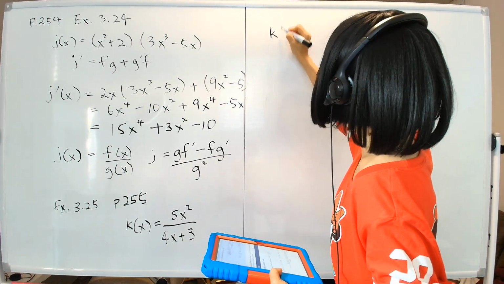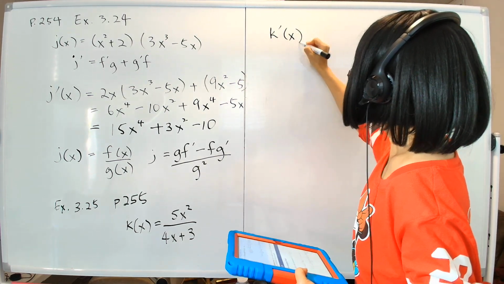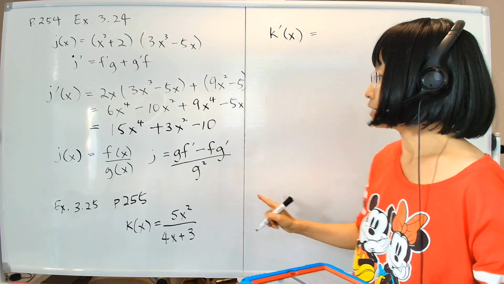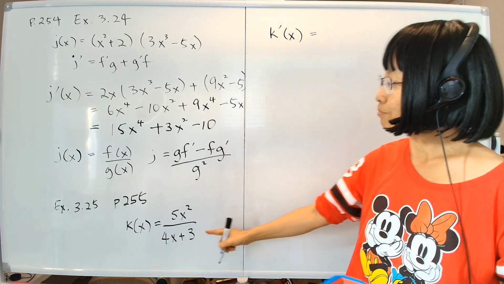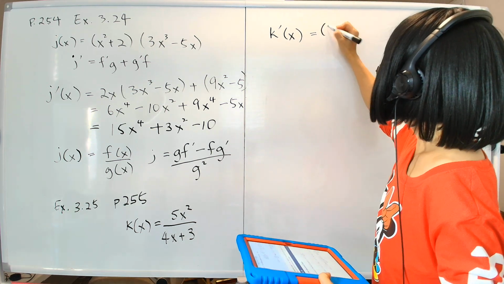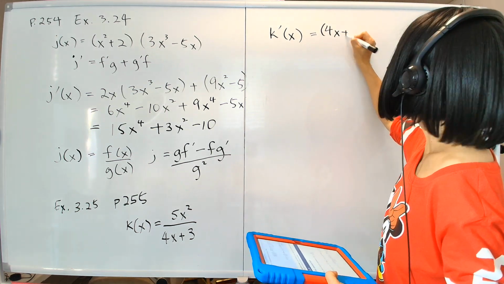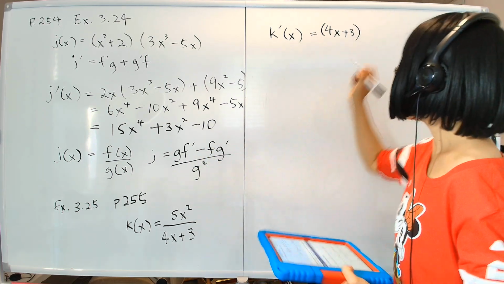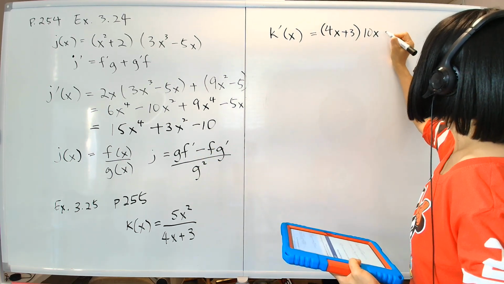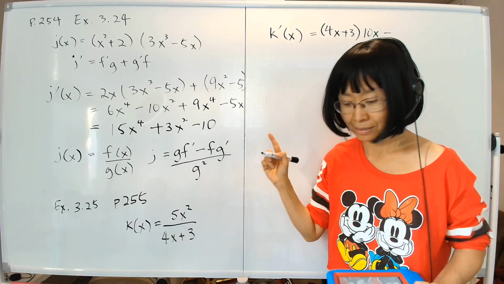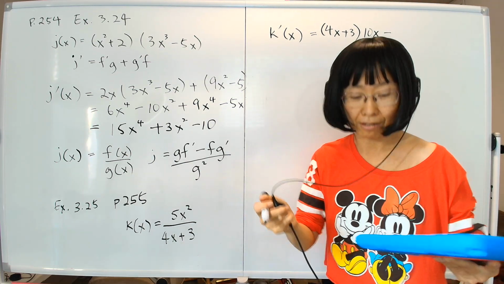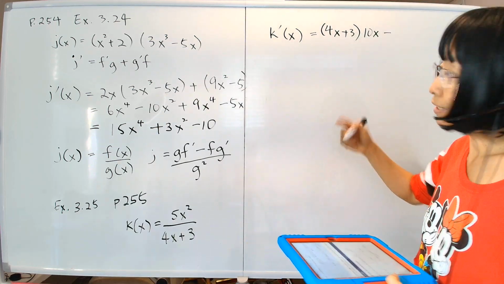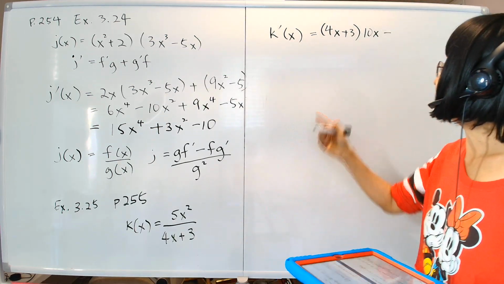So k prime of x equals, applying the quotient rule, which is somewhat involved but can still be done. The way I remember it is, take the bottom times the derivative of the top. The top is 5x squared, so that derivative is 10x, minus, don't forget the minus. The minus actually makes it harder than the plus in the product rule. But what can you do? That's the way it is.